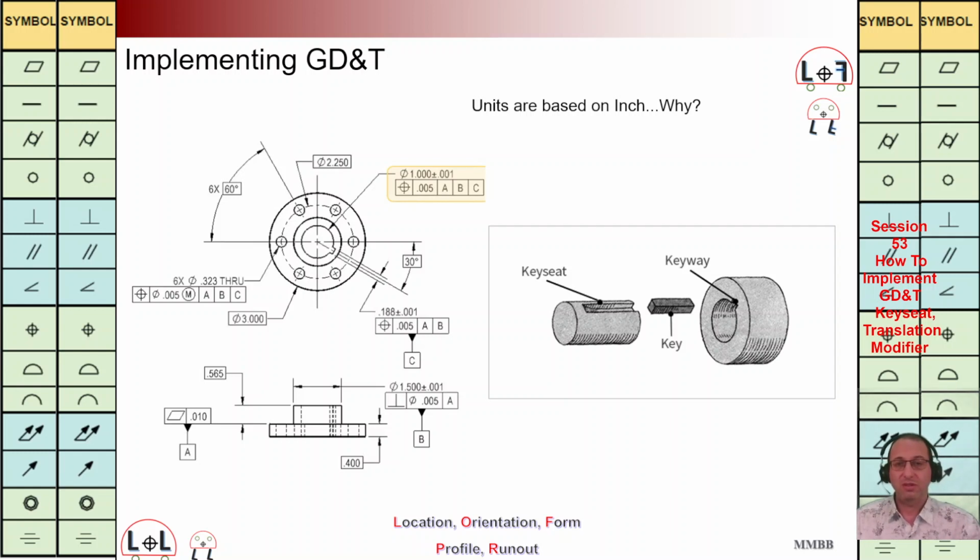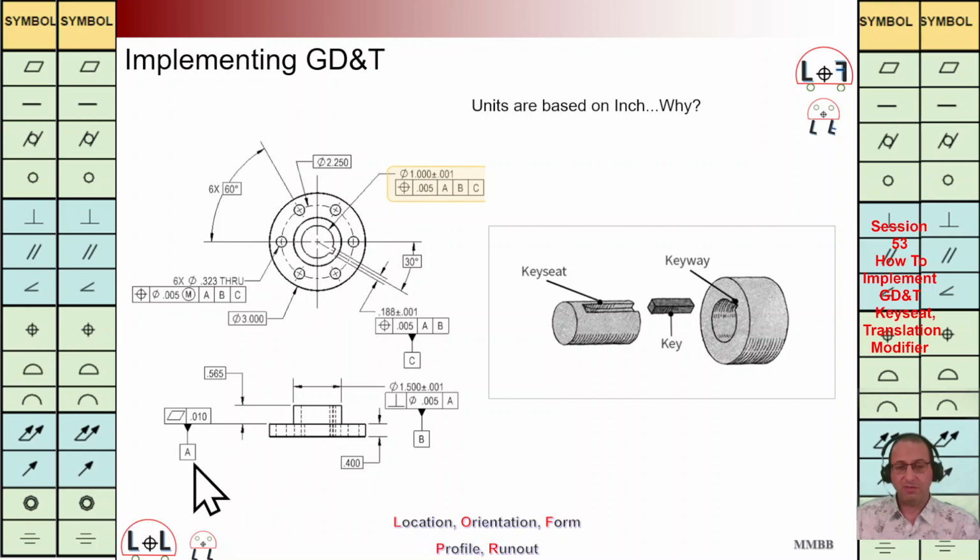Today we are going to discuss the needed FCF, feature control frames, for key assembly. In key assembly, as we can see here, on the right hand side we have key seat, key and keyway. On the left hand side we have the first example.